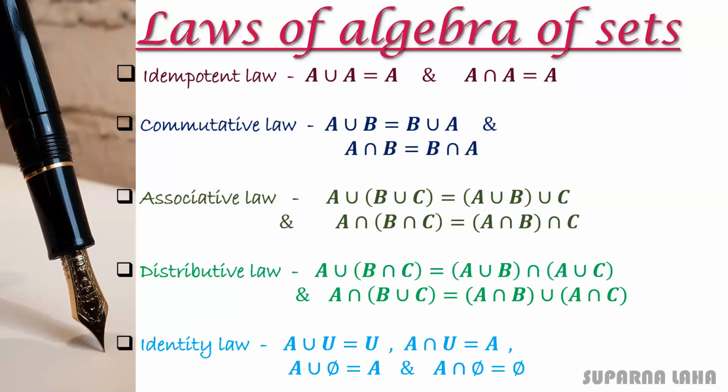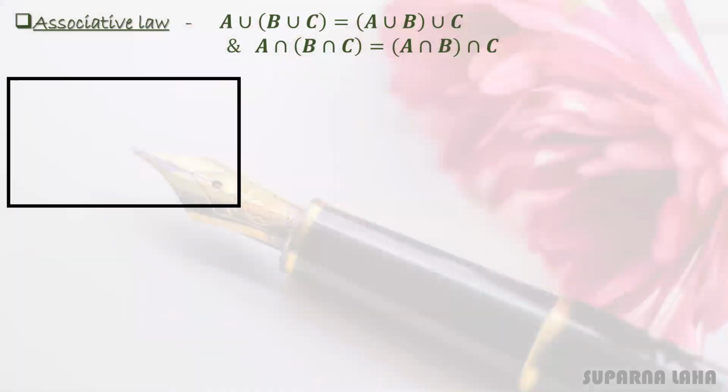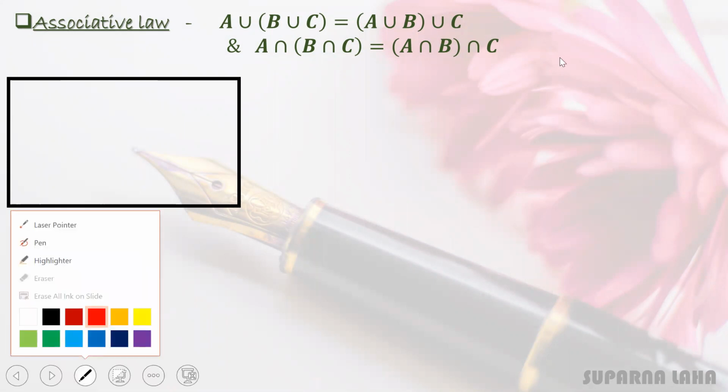You can easily show the idempotent property, identity property, and commutative law by the Venn diagram also, by mathematical expression also. It is very easy to show. So we are not proving these three, we are proving just the associative law and the distributive law. So let's start with the associative law. We will prove this associative law in these two cases by Venn diagram and also by the mathematical expression.